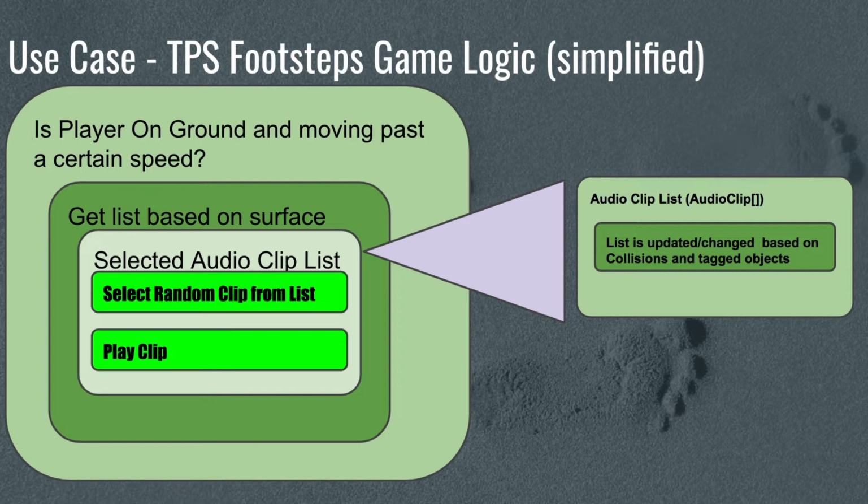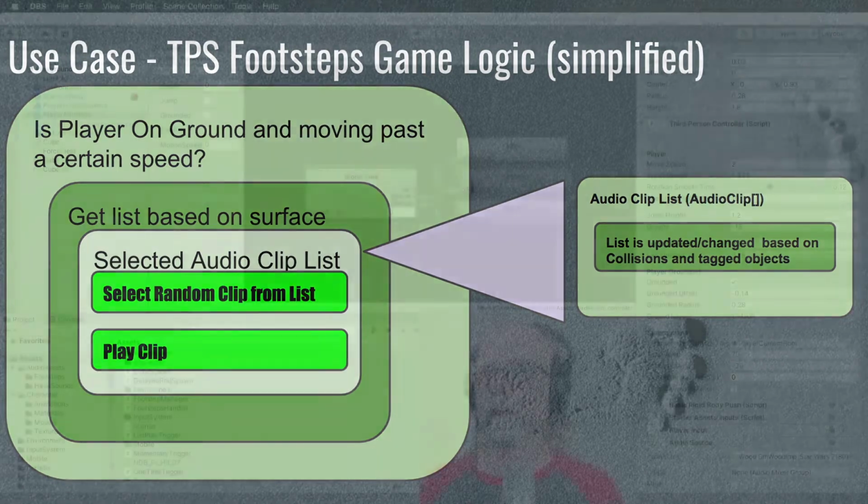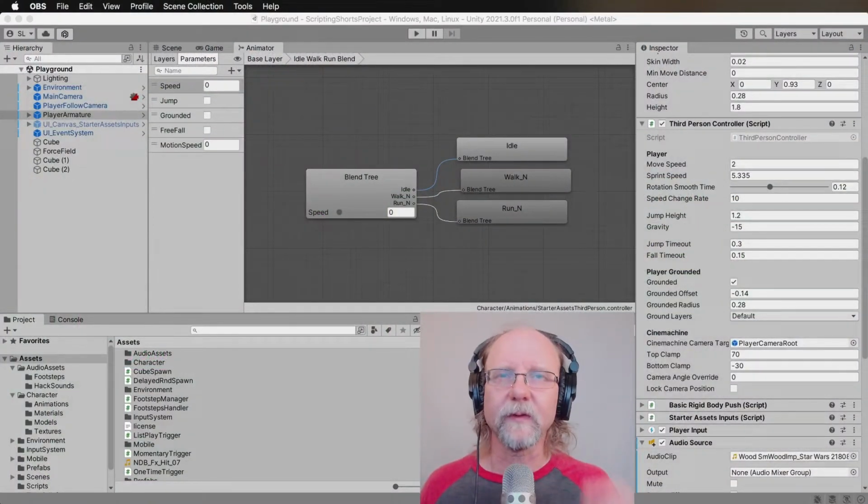Let's switch over to Unity and take a look at what we're going to need to know in order to make sure that these conditions, player on the ground and moving past a certain speed, are being met. And then we'll go into the scripting from there. All right, so take a look over here.